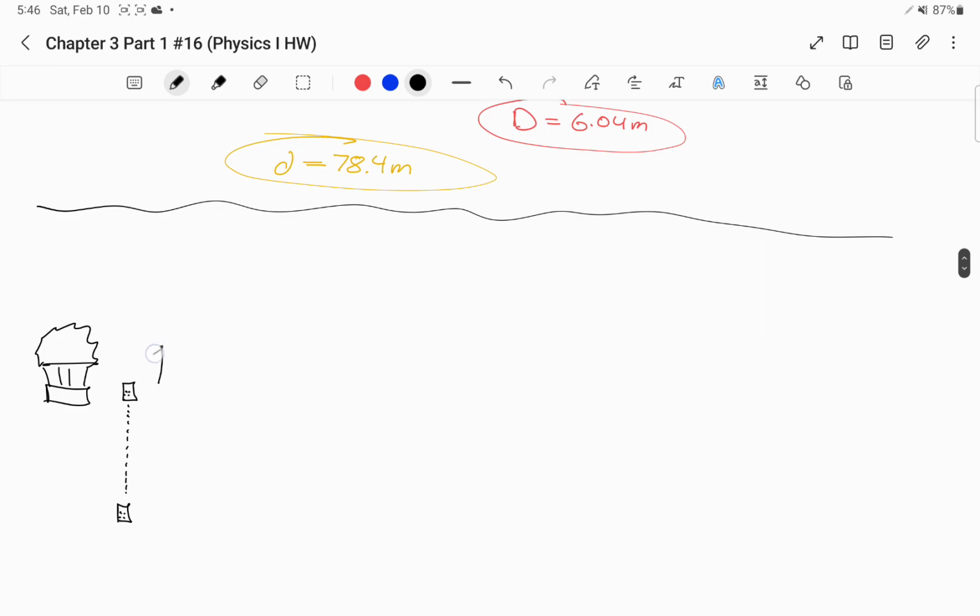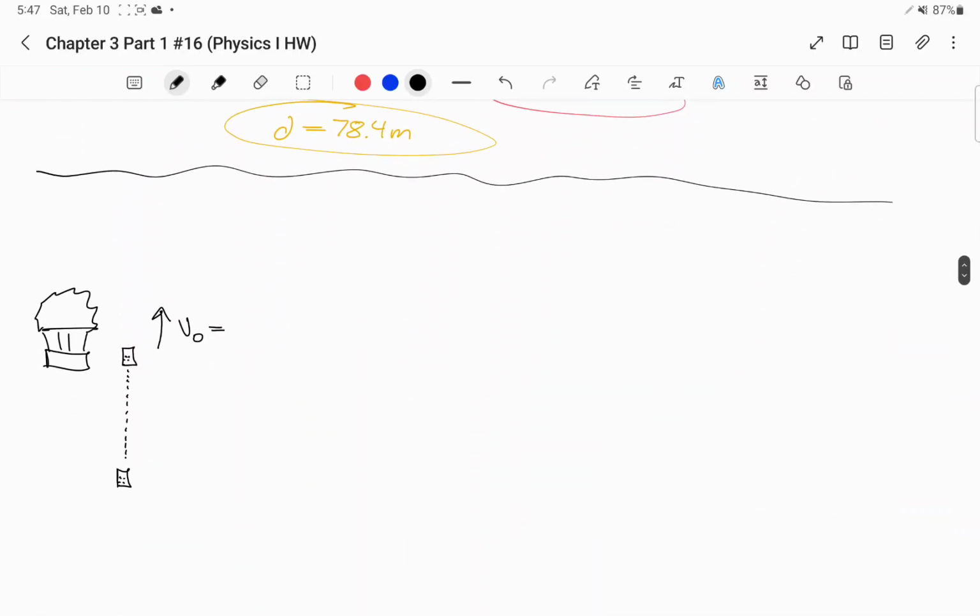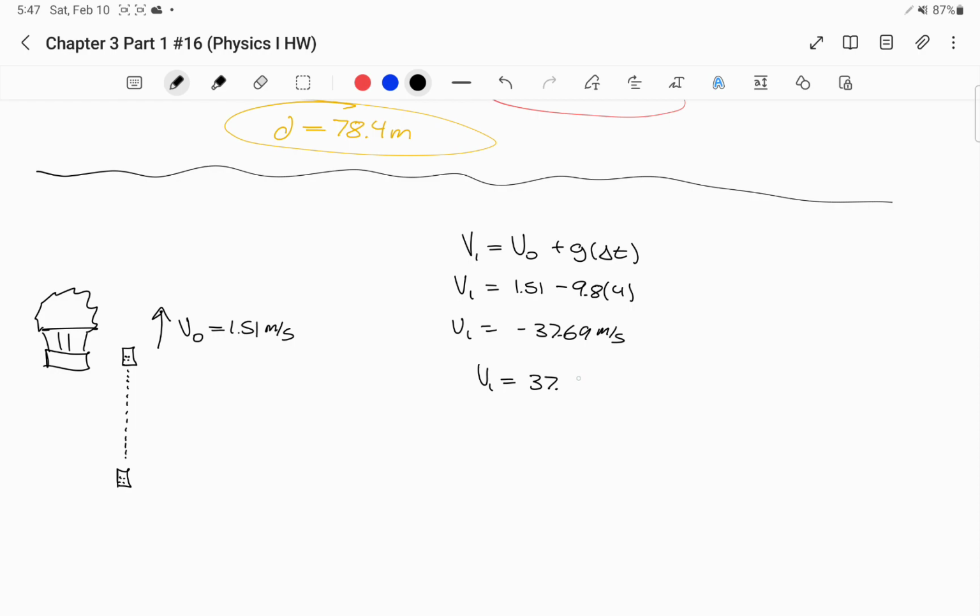Well, let's find out. Our initial velocity is the same, I believe it said. Yep, it's 1.51 meters per second. So using our kinematic equation, we're going to find that the velocity is now positive because the balloon is going up, not down. Putting that in your calculator, you should get negative 37.69 meters per second, but speed is always positive, so rounding that up, you should get 37.7 meters per second.